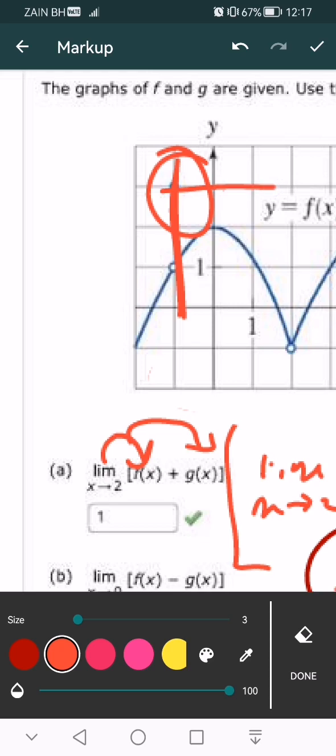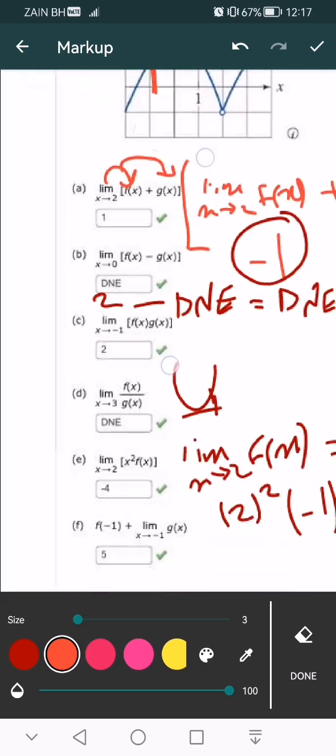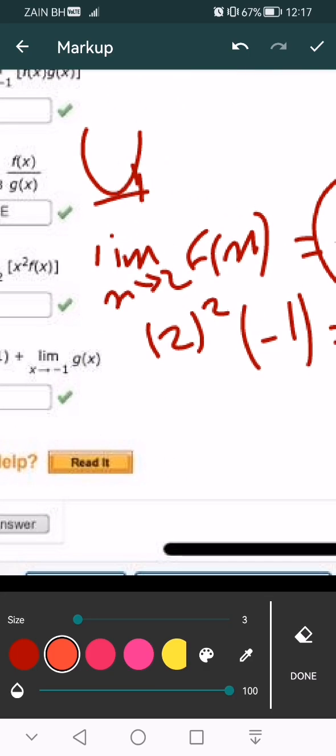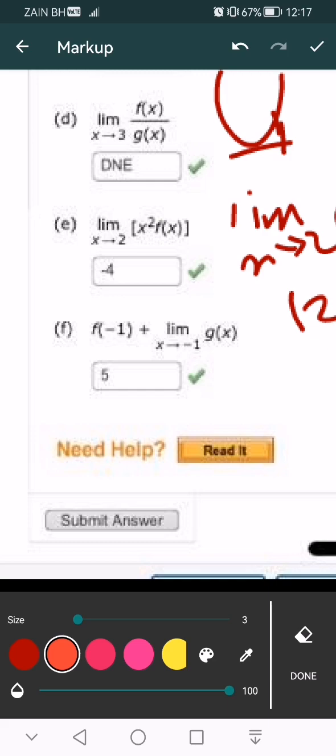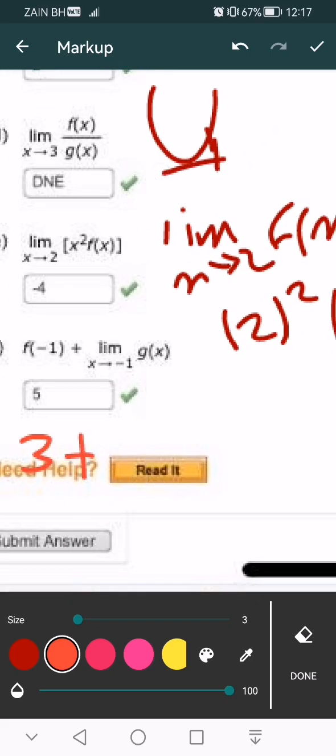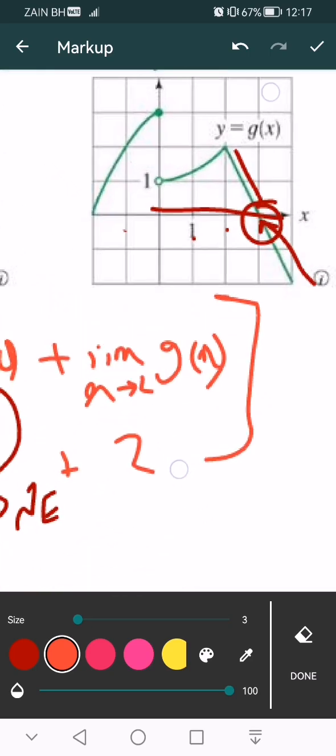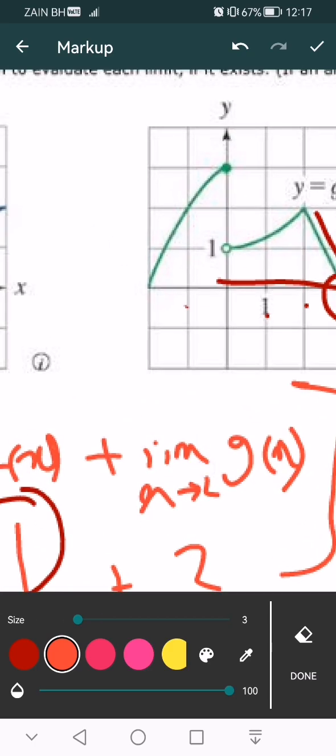So what is this value? Is it 1 and 2 and 3? So the value here will be 3. So the first one will be 3, plus what is the limit as x goes to minus 1? There is a ghost. When I say ghost, it is approximate, minus 1. What is the minus 1?